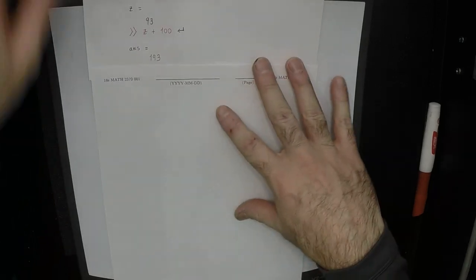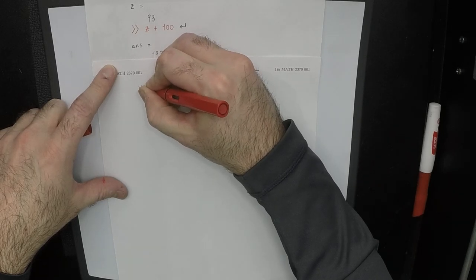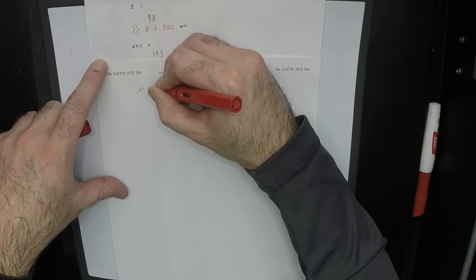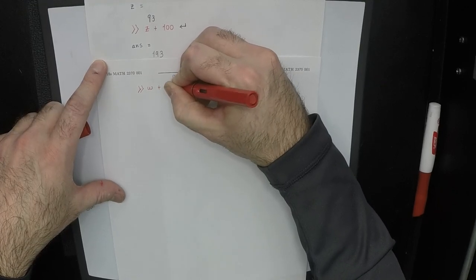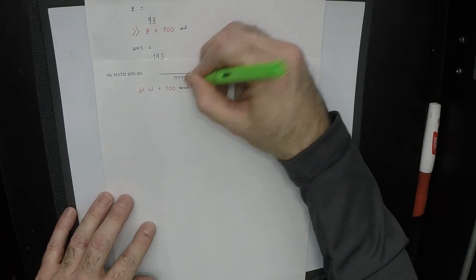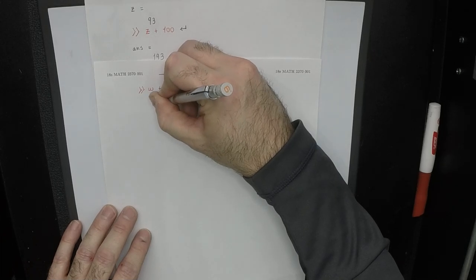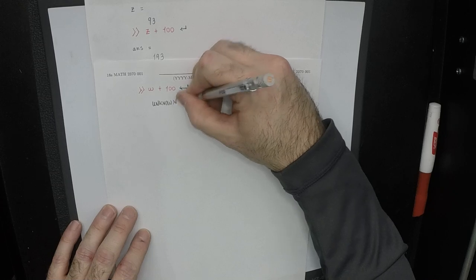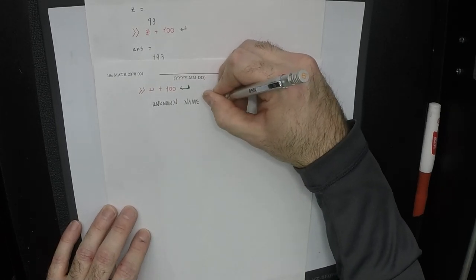Any questions about this? Okay, what if we were to continue this emulating MATLAB with pencil and paper task here. And if instead we were to write, say, W plus 100, it would be an error. I can't remember the exact language that MATLAB would use, but it would respond with something like unknown name W. I don't know what W is, is what MATLAB is saying.